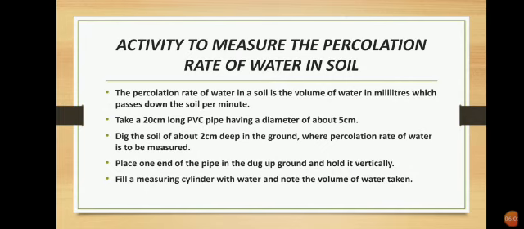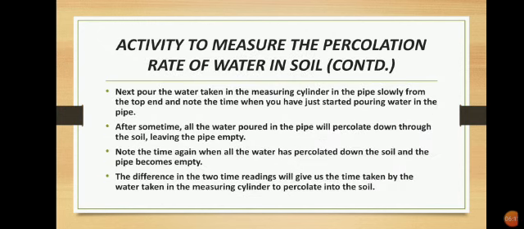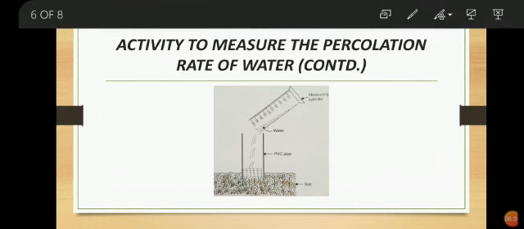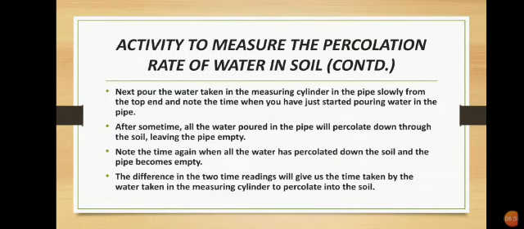Okay, next what you have to do: you pour the water taken in the measuring cylinder into the pipe slowly from the top. Here you see the diagram. Slowly you pour the water from the measuring cylinder into the PVC pipe. Next, you have to note the time when you start pouring the water. For example, at 12 o'clock you have started pouring the water.